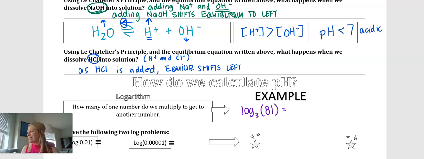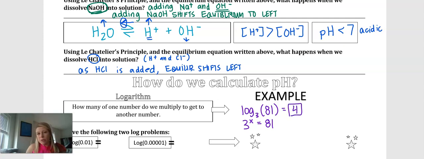What this is really asking is 3 to what exponent is equal to 81. So 3 times 3 gives us 9, times 3 gives us 27, times 3 gives us 81. So how many times did I have to do that? I had to do that 4 times. So the correct answer here is 4.